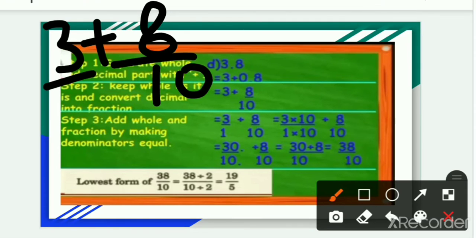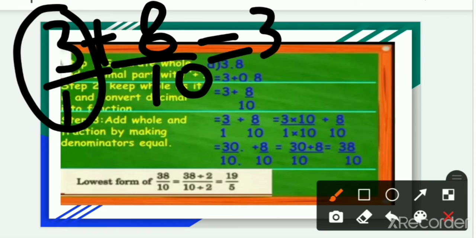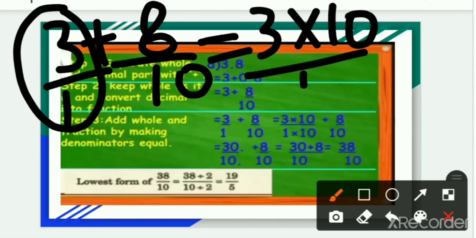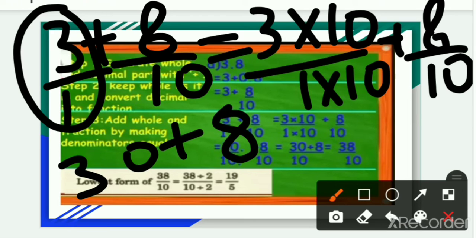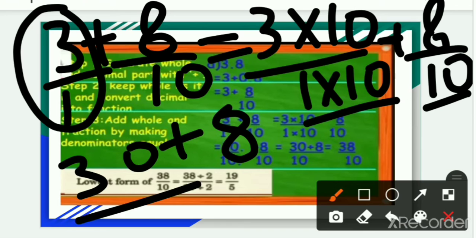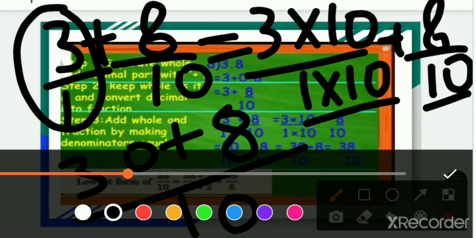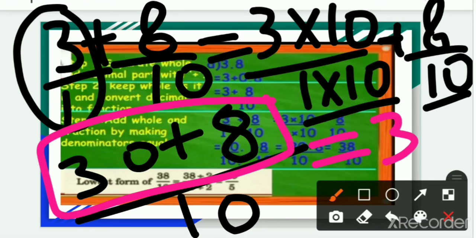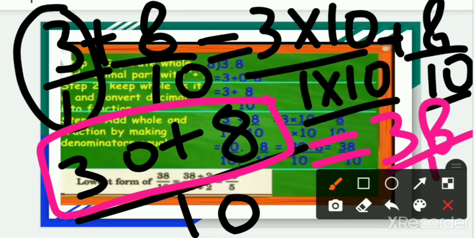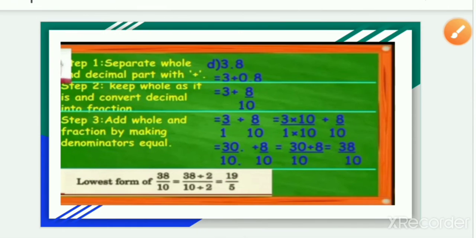Okay. Now 10 is not here, so it means we have to multiply it with 10. So 1 is here, so we will multiply this side by 10. So it will be 3 multiplied by 10, and 1 multiplied by 10, plus 8 by 10. Now 3 tens are 30 and plus 8. And this side also 10, this side also 10, so we will write only 10 one time. So it will become 30 plus 8 is 38, 38 by 10.